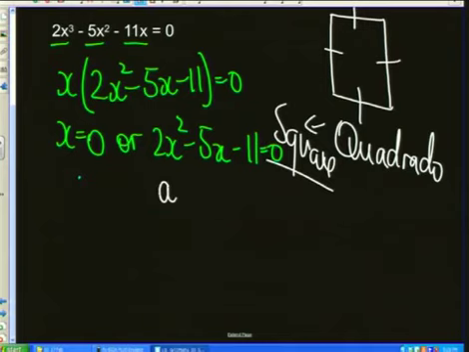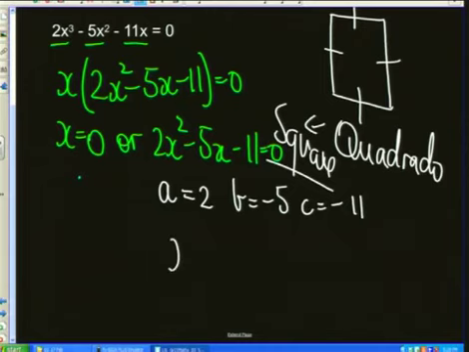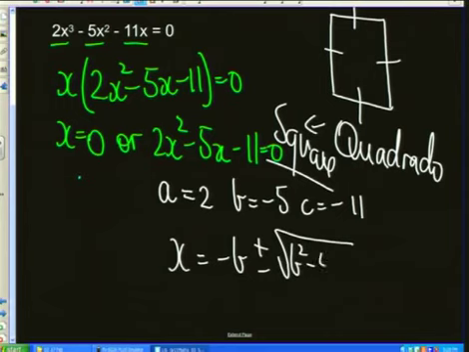Because I'm doubting myself, I'm going to automatically use the formula. But before you do that, what is a? A will always be the coefficient of the x squared. B will be the coefficient of x, and c will be anything that's not attached to the x squared or the x, which in this case is minus 11. And now I will use the formula, write it down every time as negative b, plus or minus the square root of b squared minus 4ac, and you're dividing everything by 2a.